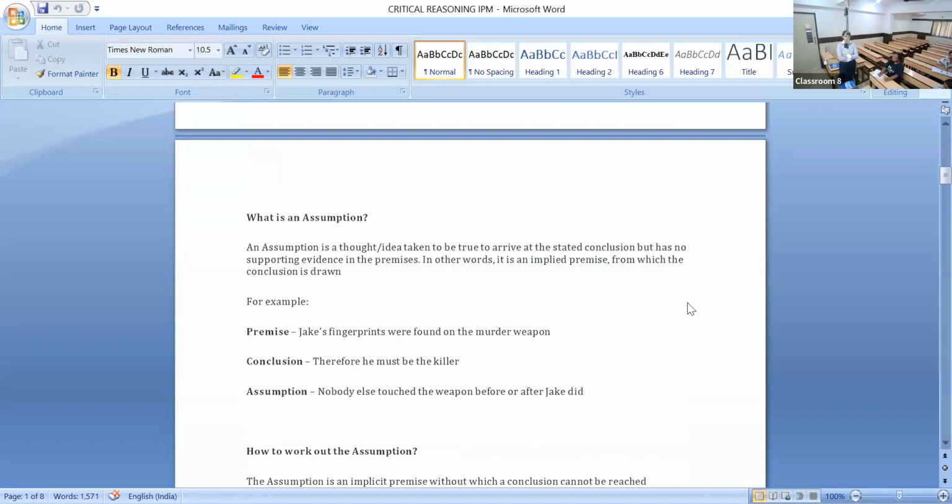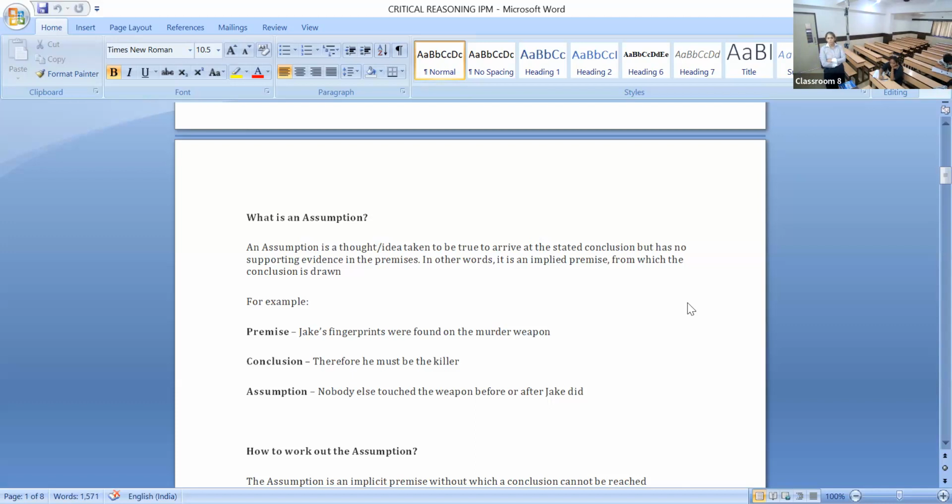Assumption is a preconceived notion that we form for a particular situation, or facts, or logical thinking. Yes, and that is the same thing which is being mentioned over here. It's an idea, and you are basically trying to arrive at the stated conclusion.